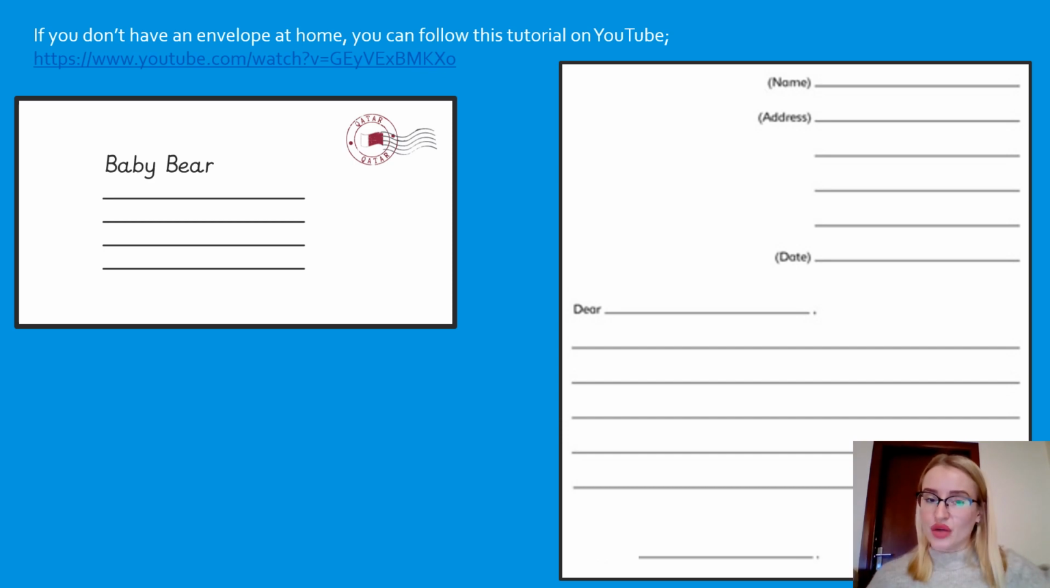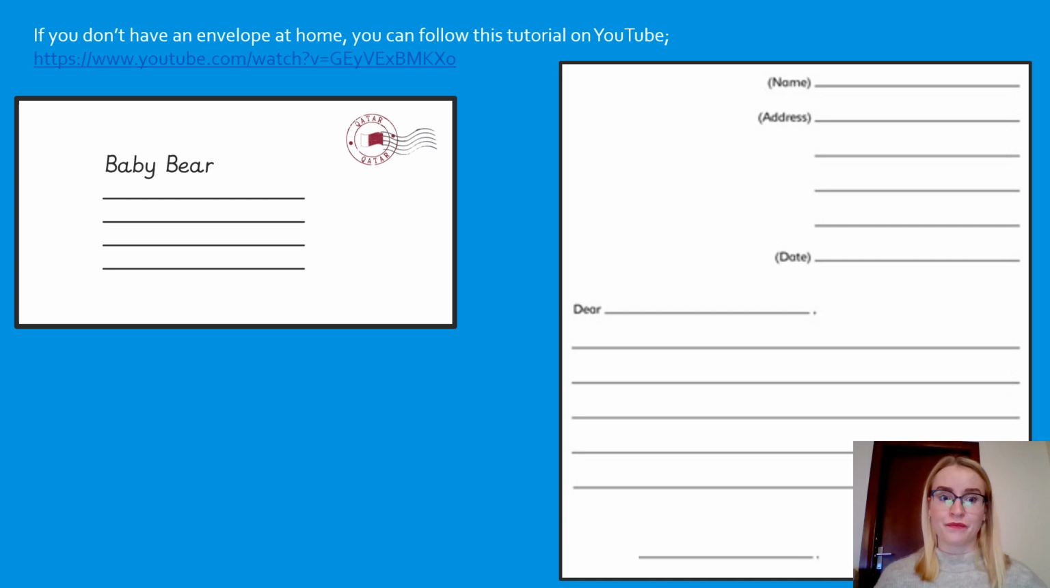Some of you might have envelopes in your house. If you do, great, you can use them. Ask your mums and dads if you can use the envelope to write Baby Bear's address on the front. I then found a stamp from Qatar Post, so you guys could design your own stamp as well if you like. So I want you to write Baby Bear and then think of his address. And there's no right or wrong answer here, boys and girls. You just make it up.